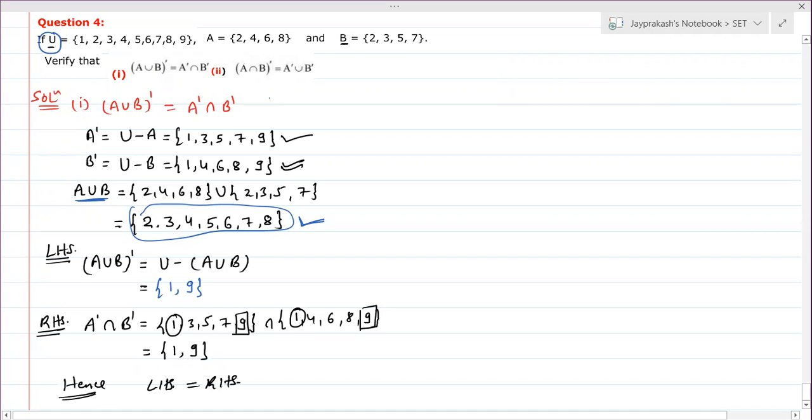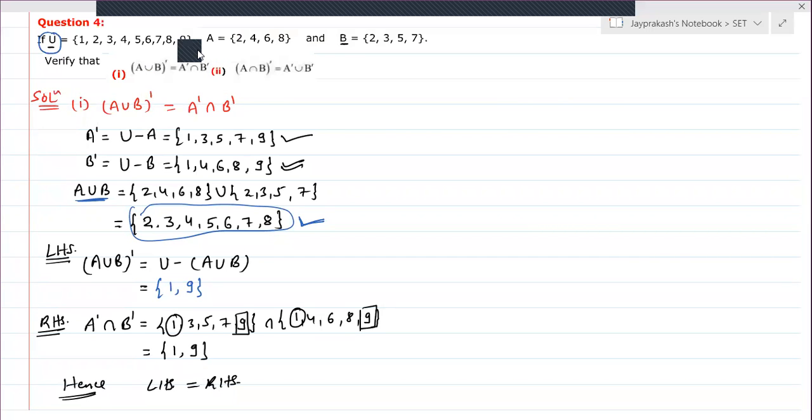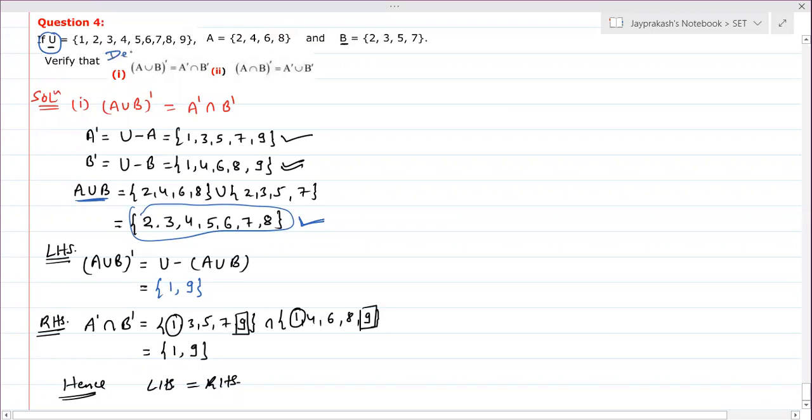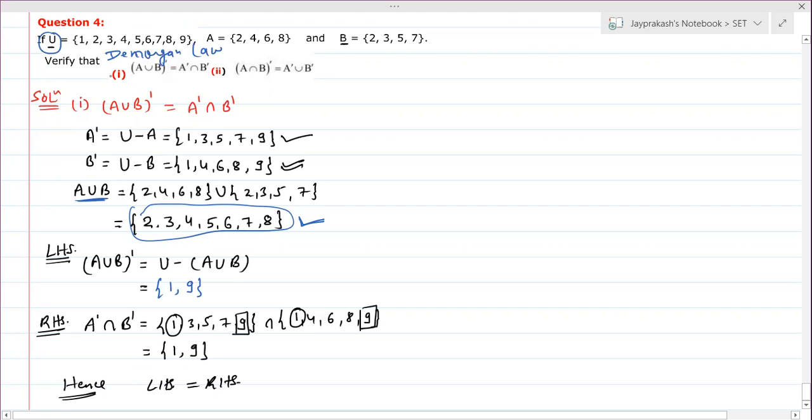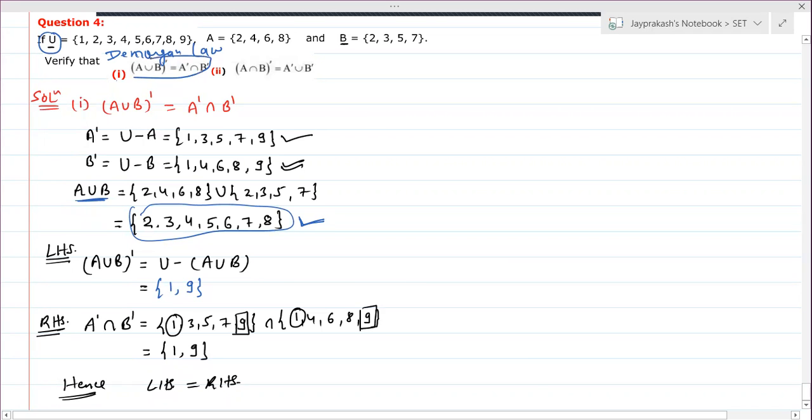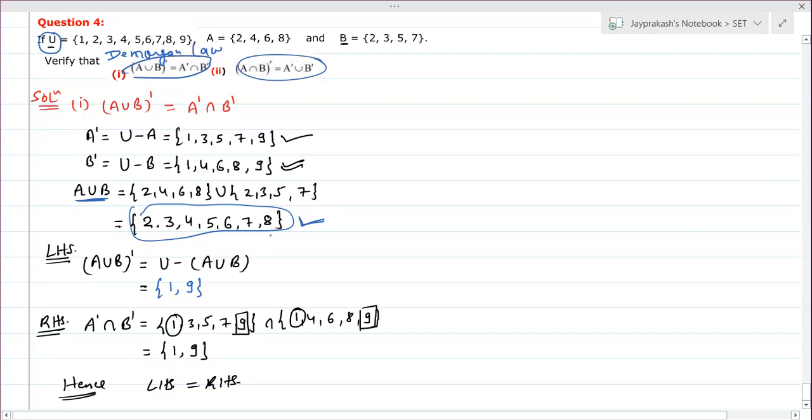And remember this law, whatever law is given here, this is called De Morgan's law. If someone asks you to prove or verify De Morgan's law, they will not give you this first and second one in the examination. They will directly ask you to verify De Morgan's law. So you have to first write this whole term and this term. Then you need to prove this one.